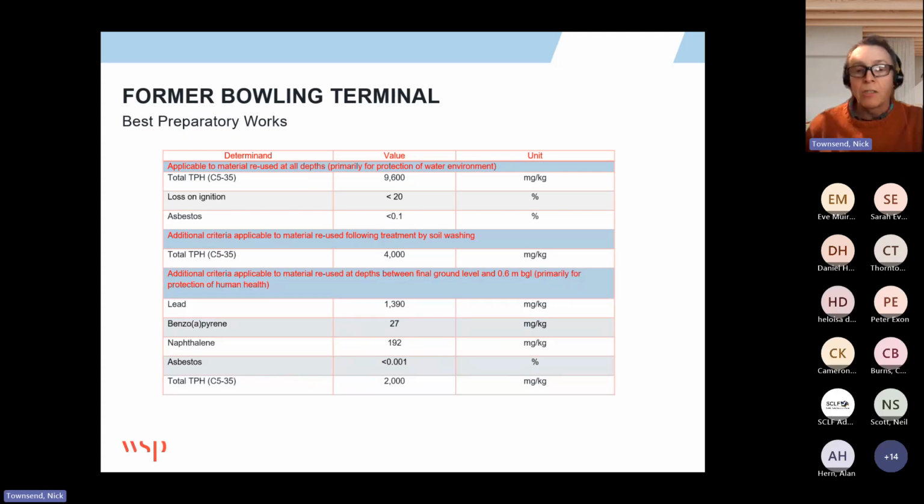In addition, there was a visual assessment for stockpiled soils, which, whilst they may meet chemical criteria, illustrated evidence of oils.